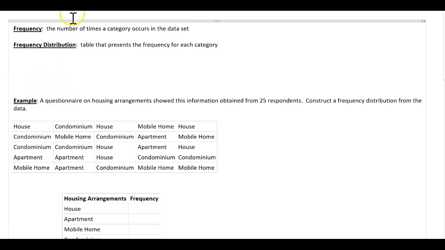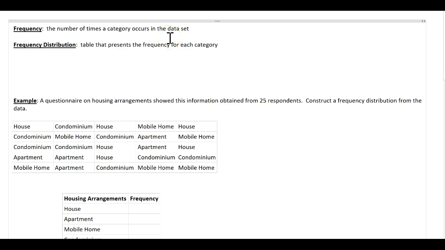In this video, we're going to talk about frequency distributions for qualitative data. That's our categorical data. And what we want to do is see how we can organize this data into a table called a frequency distribution. So the frequency is just the number of times a category occurs in the data set. So in other words, count them up.